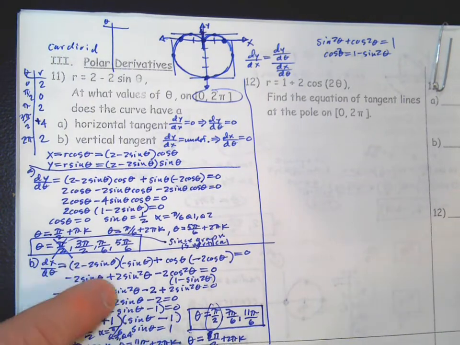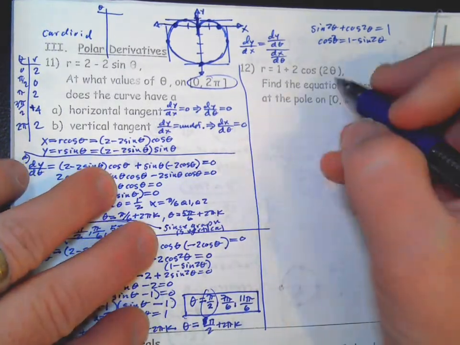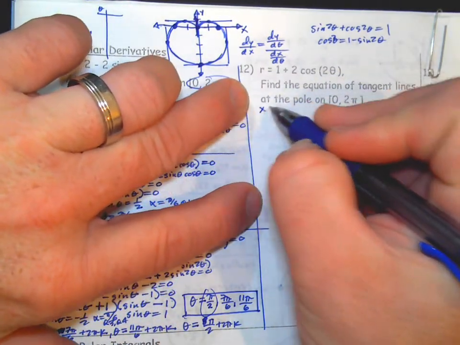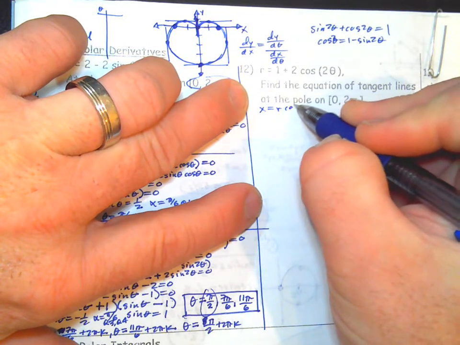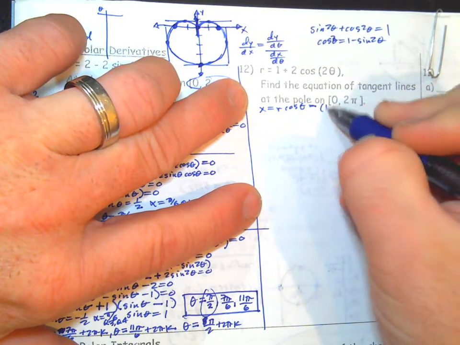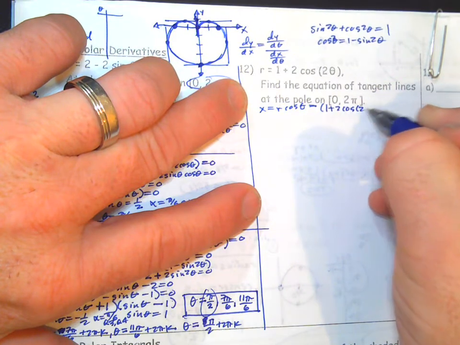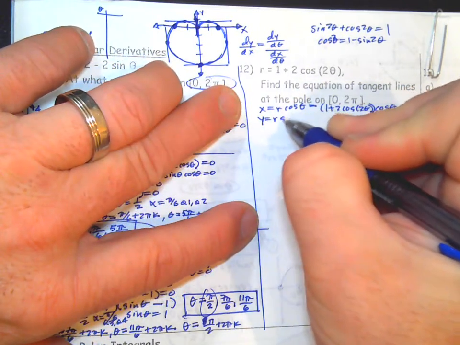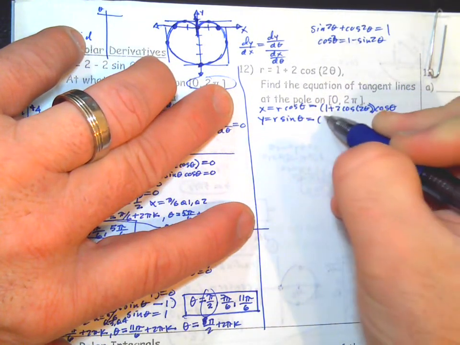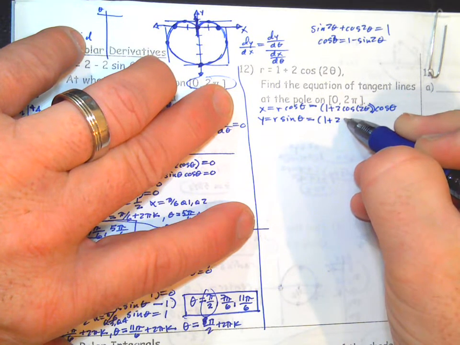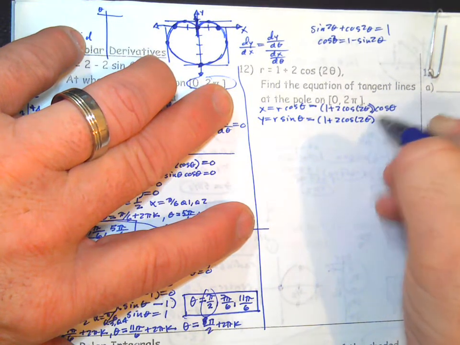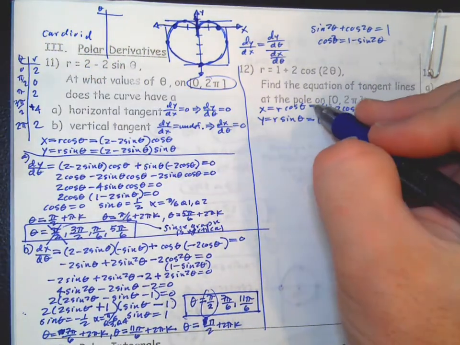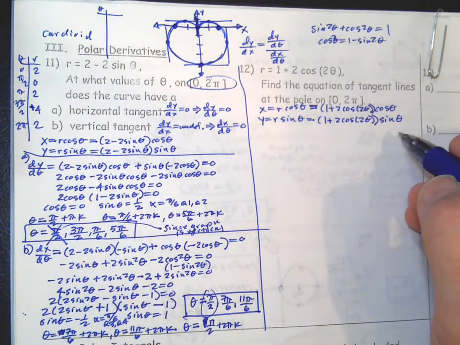Okay, 12. Find the equation of the tangent lines at the pole. So there's a shortcut here. I mean, first we could say x equals r cosine theta equals 1 plus 2 cosine 2 theta times cosine theta, and y equals r sine theta, 1 plus 2 cosine 2 theta times sine theta. Now this is how you're going to find your coordinates, by the way. But you've got to find the angles first.